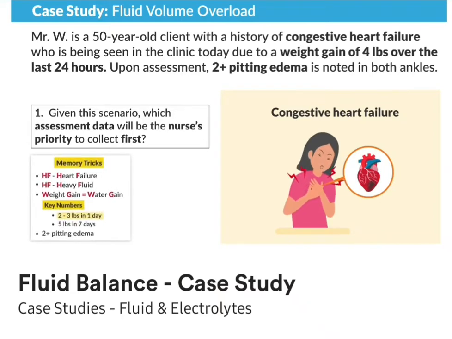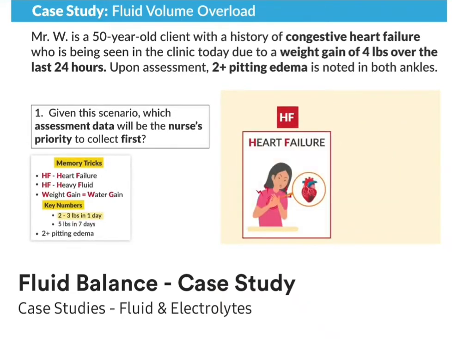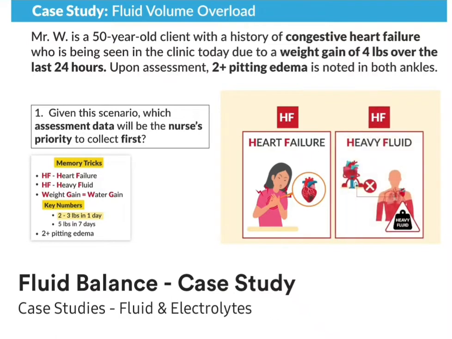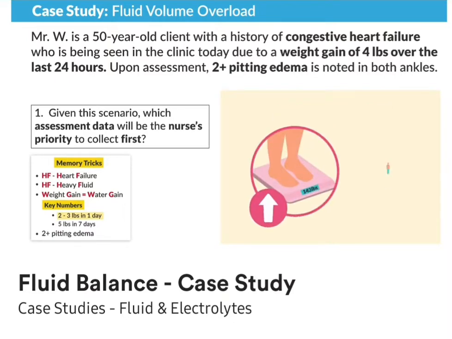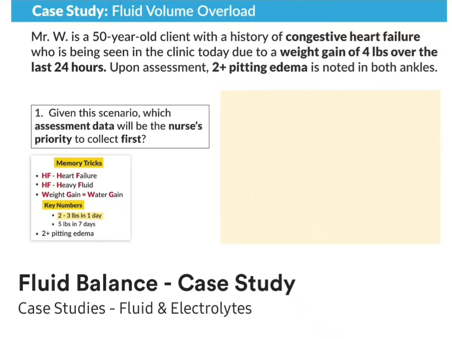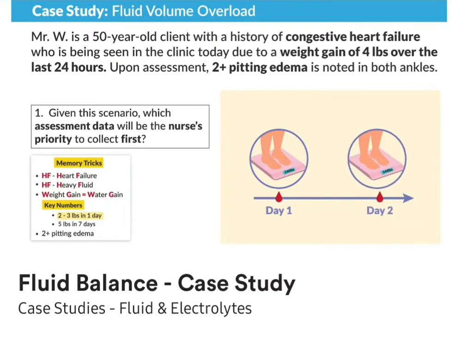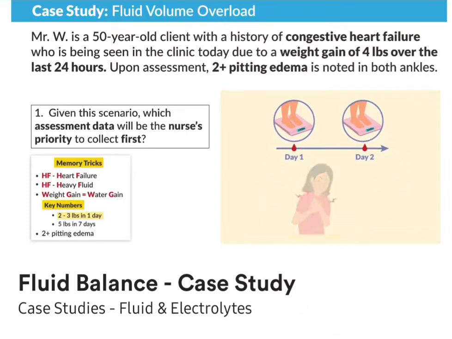Remember, when you see heart failure, always think HF for heavy fluid in the body, as the heart fails to pump blood forward. And again, think weight gain is water gain, specifically with the heart failure clients. So again, the key numbers that you should write down is 2 to 3 pounds in 1 day. So this question states 4 pounds in 24 hours. Whoa, that is way too much. This is definitely worsening heart failure, aka heart failure exacerbation.